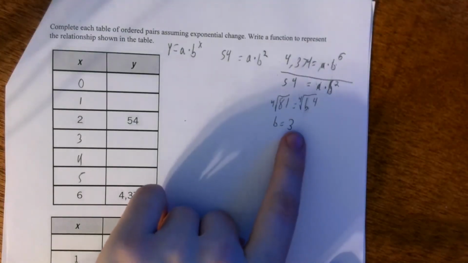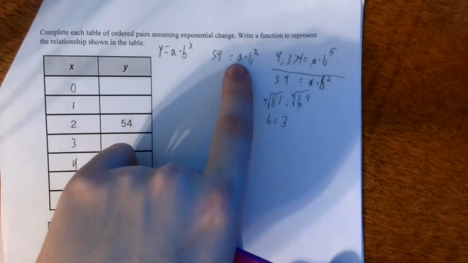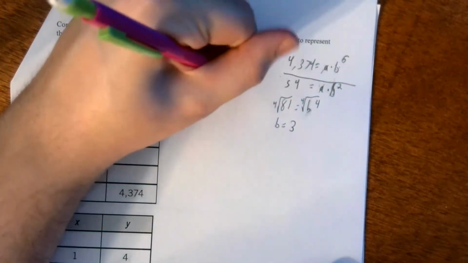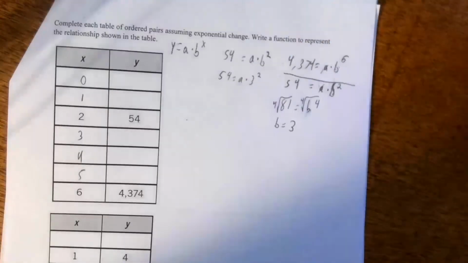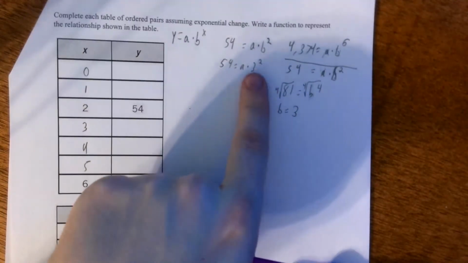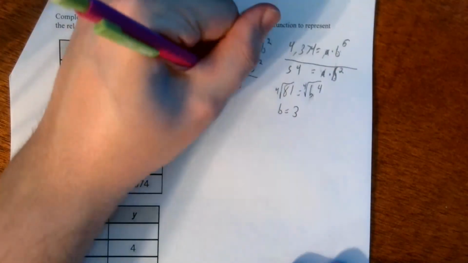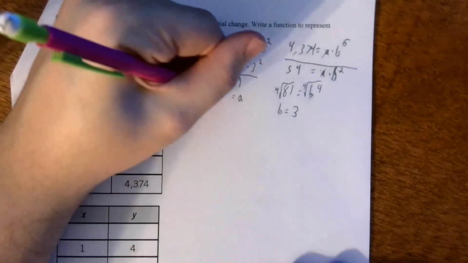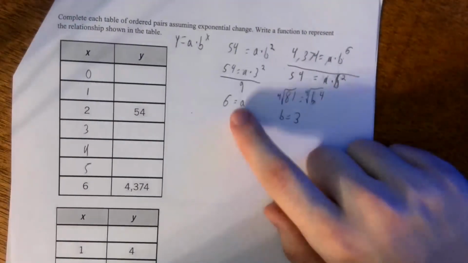So I know my b is 3. If I know what b is, why don't I just plug that back into this one right here, and then we can find out what a equals. So I have 54 equals a times 3 to the 2nd power. So 3 to the 2nd power is 9. So I'll divide both sides by 9. So on the right side, I'm just ending up with a. And on the left side, 54 divided by 9 should be 6. So I know that a is 6 here.